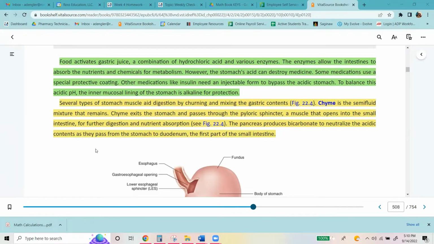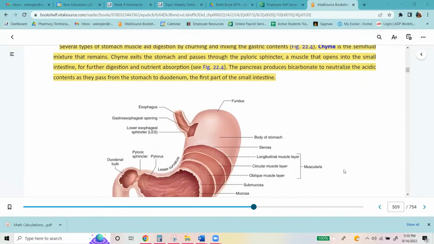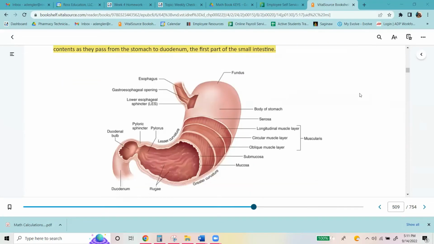Several types of stomach muscles aid in digestion by churning and mixing the gastric contents. Chyme is the semi-fluid mixture that remains. Chyme exits the stomach and passes through the pyloric sphincter, a muscle that opens into the small intestine for further digestion and nutrient absorption. The pancreas produces bicarbonate to neutralize the acidic contents as they pass from the stomach to the duodenum, the first part of the small intestine.